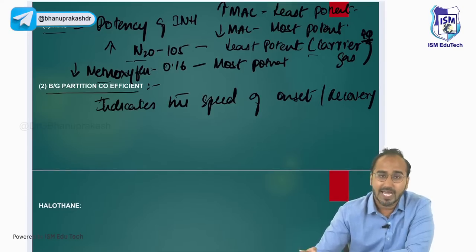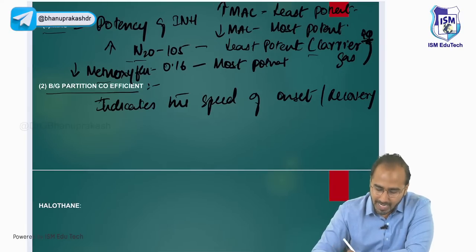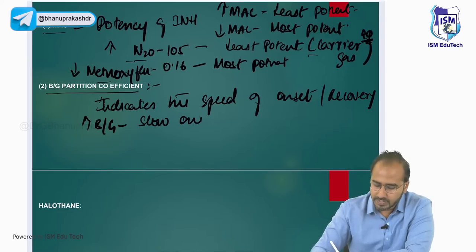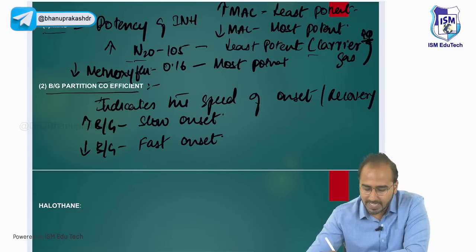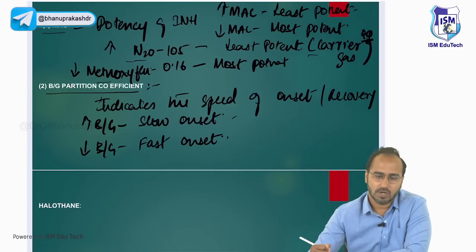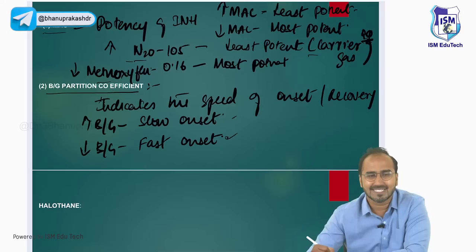But again, blood gas is also inversely proportional. Any agent that has a high blood gas coefficient will have a slow onset. Any agent that has a low blood gas coefficient will have a fast onset. Is this clear? High blood gas coefficient, slow onset. Low blood gas coefficient, fast onset.